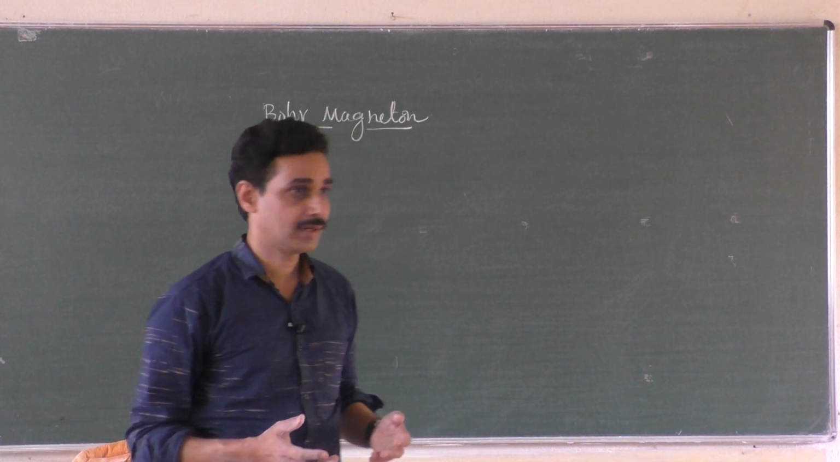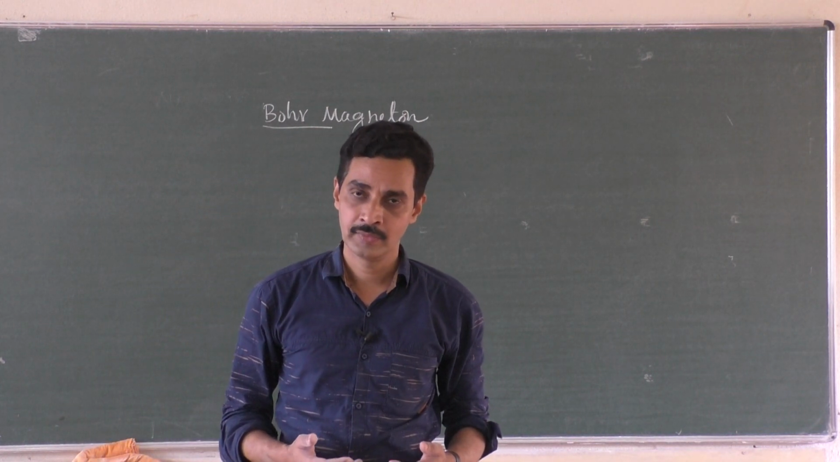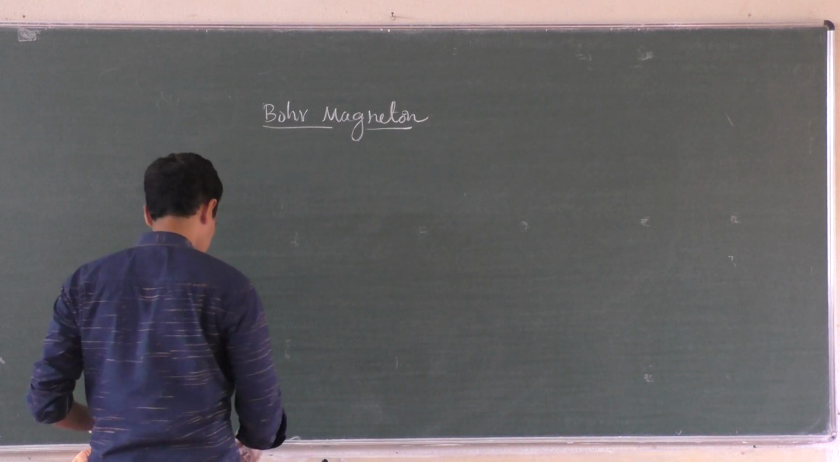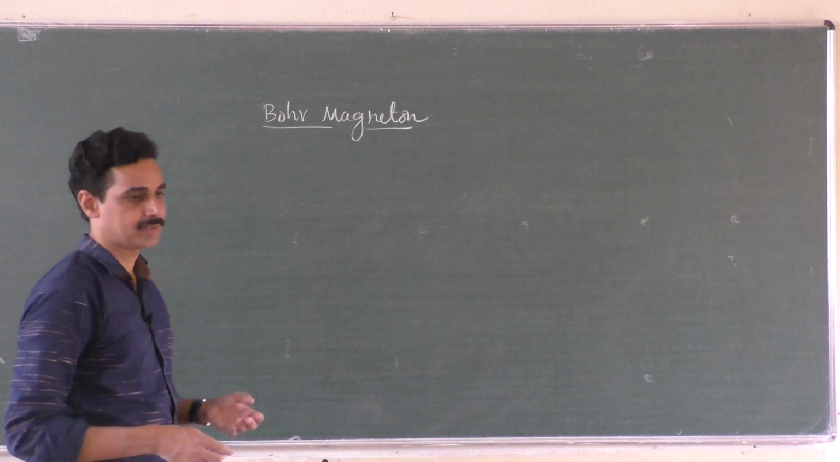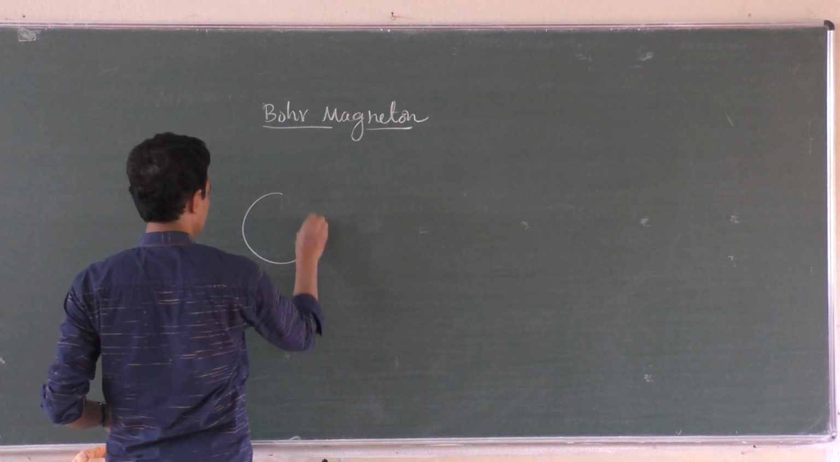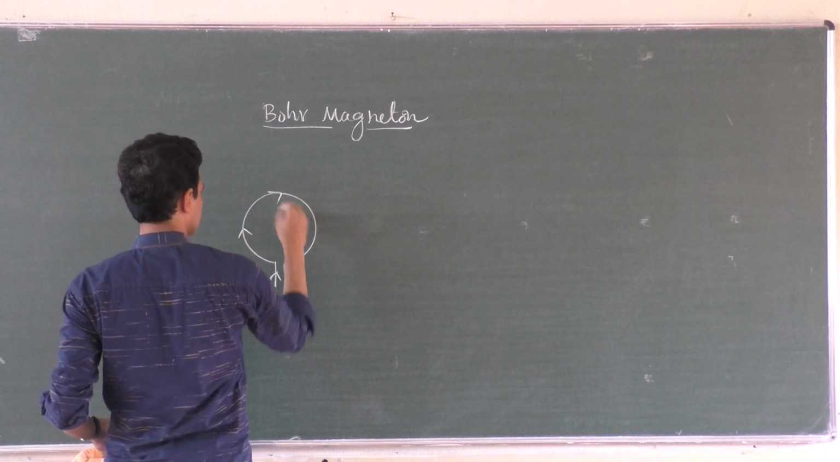If the current is in one direction, in clockwise say, it will act like one pole of the magnet, and if it is anti-clockwise it will act like another pole of the magnet. You know that a bar magnet contains north pole and south pole. Suppose you have a loop which carries current in the clockwise direction like this.